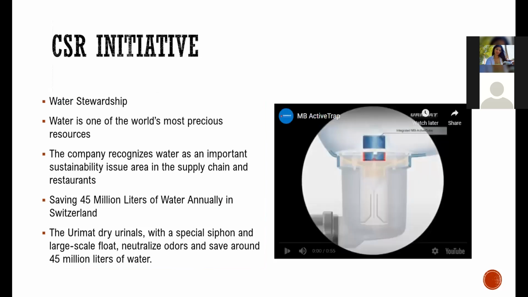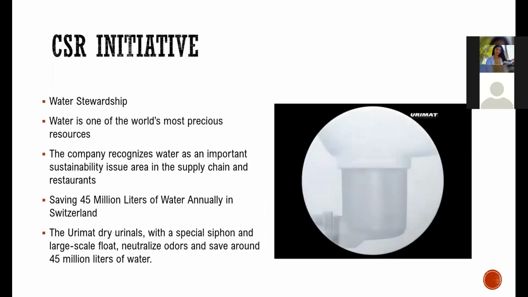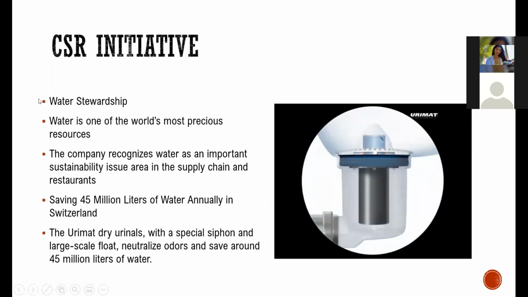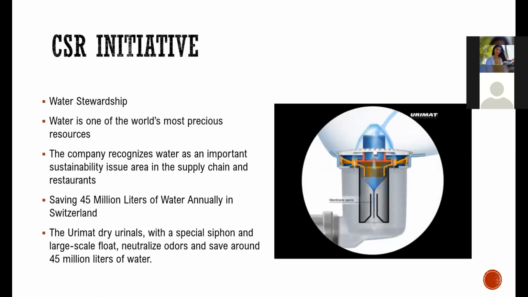So for corporate social responsibility, McDonald's takes this very seriously. For example, this process strategy, water stewardship. I choose this one because water is one of the world's most precious resources, and for the restaurants, the water consumption is really high. So I found this strategy an interesting idea to discuss.